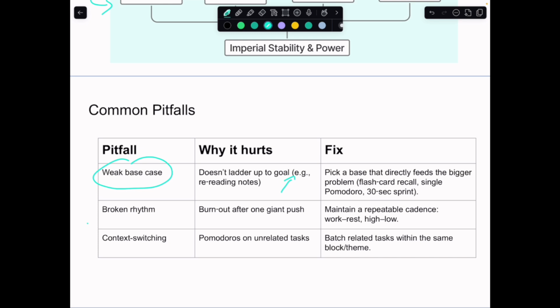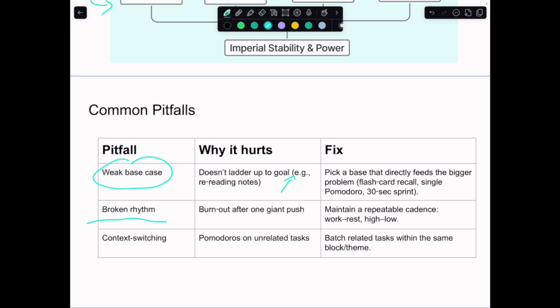Remember, in merge sort, our base case is a single element array. Although it's simple, it guarantees it is monotonically increasing. So you need to find the base case that, although simple, sets the right direction and can contribute to the recurrence case and eventually solve your bigger problem. And the second pitfall is the broken rhythm.